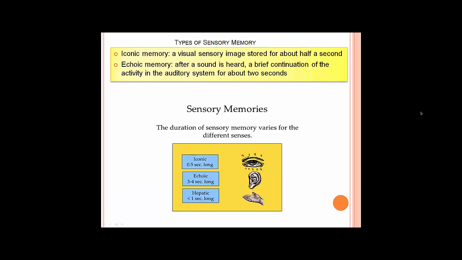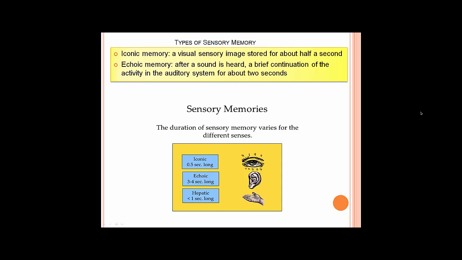So what are the types of sensory memory? Okay, I mentioned iconic memory, and this is visual sensory memory, and it's stored for about half a second, 500 milliseconds. There's echoic memory, and this is after a sound is heard. There's a brief continuation of the activity of the auditory system for about 2 seconds. You may probably have experienced that.